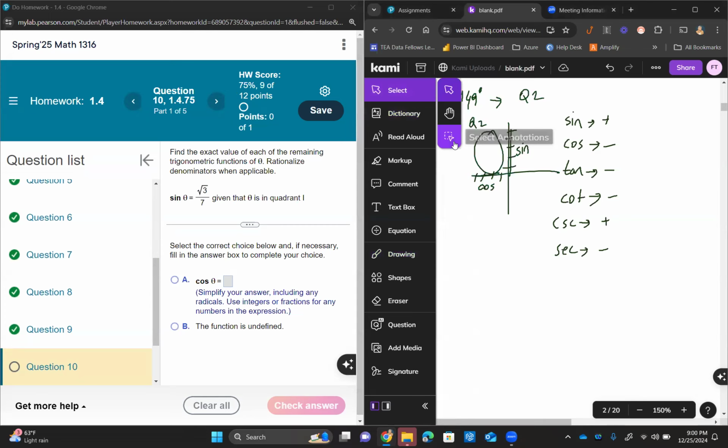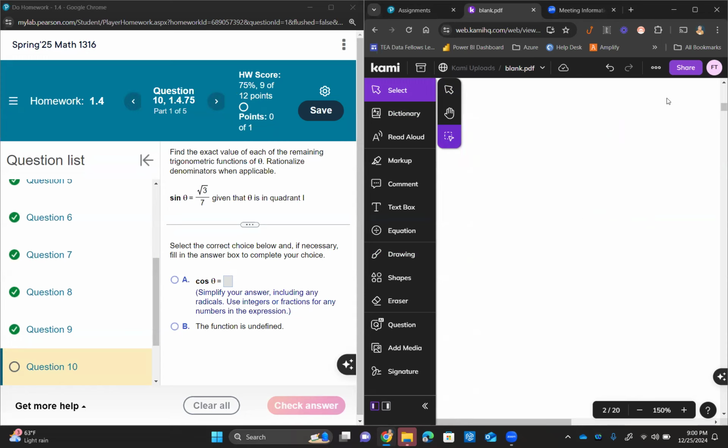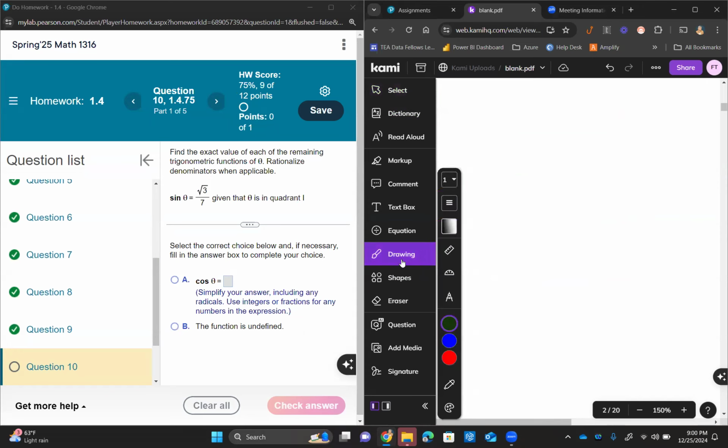For the next question here, we have a different style of problem. Find the exact value of each of the remaining trig functions for theta. Rationalize denominators when applicable. Sine of theta is given as √3/7, and theta is in quadrant 1. So this is important, knowing that angle is in quadrant 1, because we know that all these 6 trig functions, they will be a positive number.